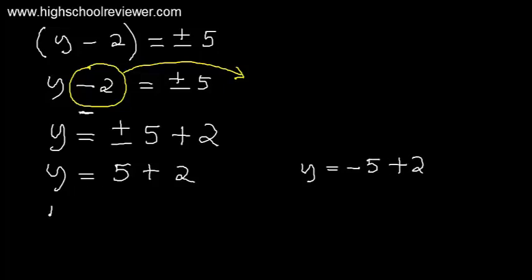Okay. So this will be our y sub 1. 5 plus 2 is 7. And this will be our y sub 2. And it is negative 5 plus 2, that is negative 3. So therefore, y sub 1 equals positive 7, y sub 2 equals negative 3. They are our final answers.